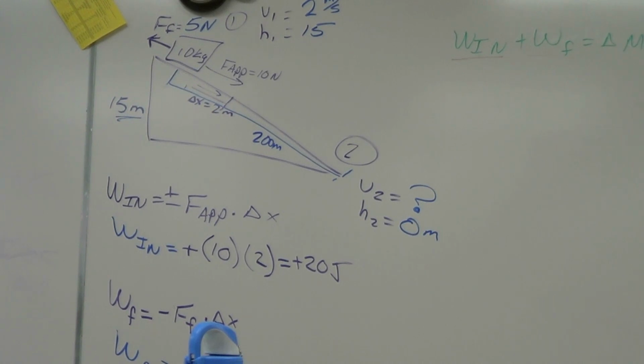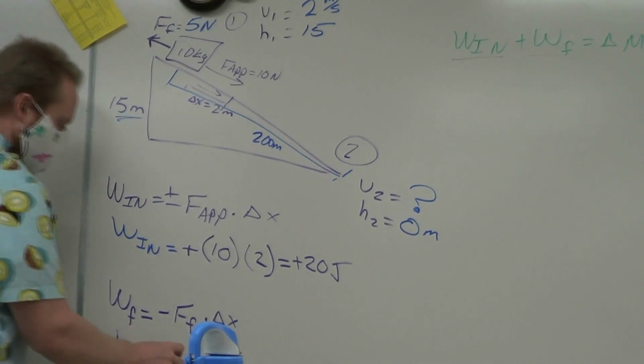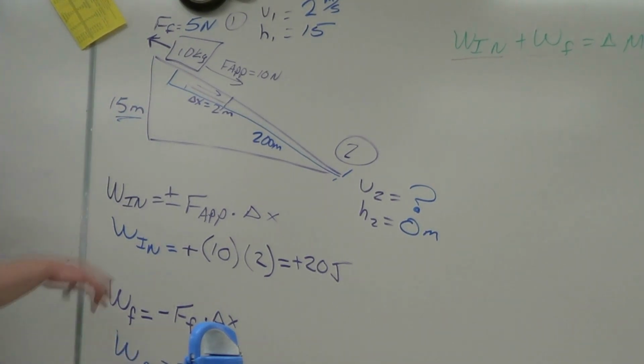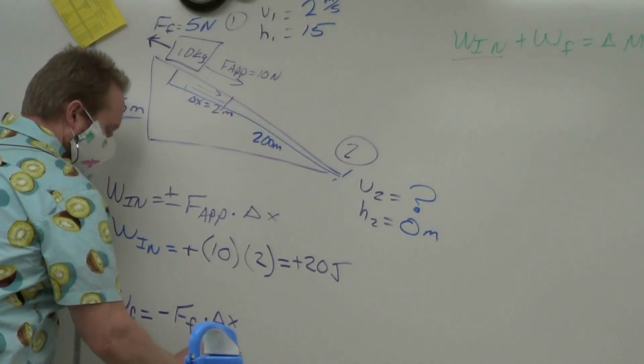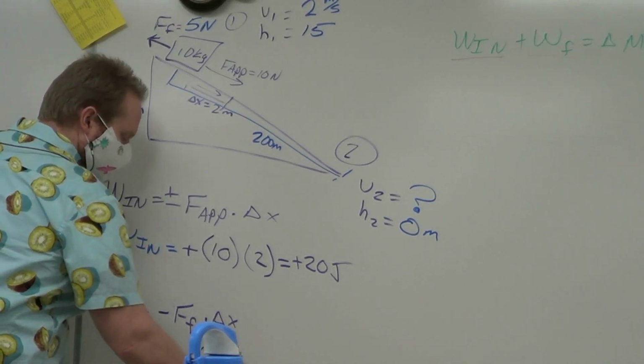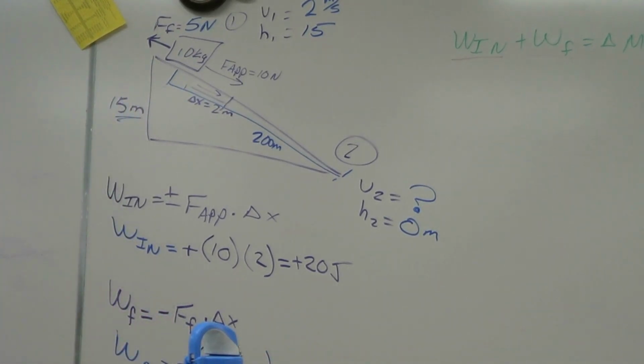Okay, so we now know that the work in number that we can plug in is going to be positive 20. The work done by friction is always going to be a negative because friction always opposes motion. So this is always in the opposite direction of the motion, right? If the kid's going down the hill, friction pushes up the hill. So it's going to be minus. The force of friction is equal to 5. What's the displacement of that force of friction? How many meters does friction act over?